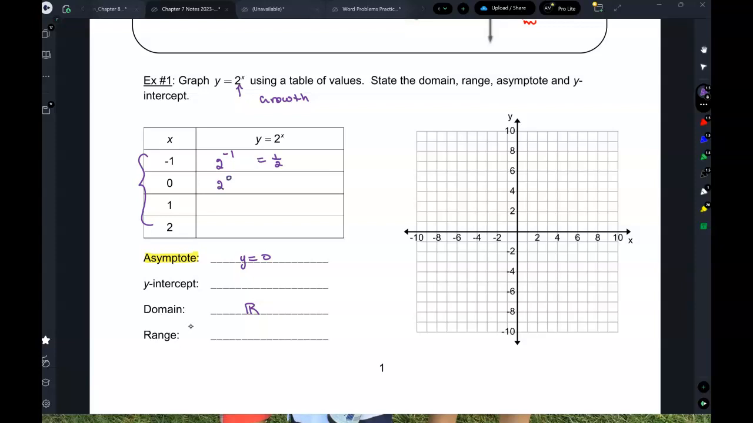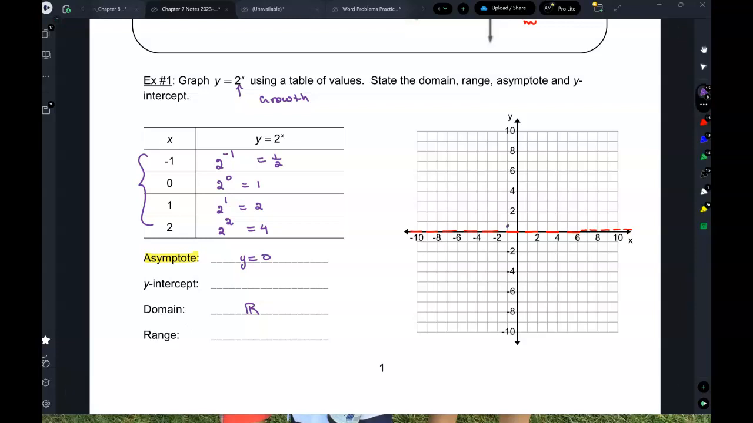2 to the power of 0, what's anything to the power of 0? 1. 2 to the power of 1, 2. 2 to the power of 2, 4. Okay, now let's graph this. First, you put in the asymptote. Now, with my pen I can do it right on the axis, but with your pencils it might not show, so it's fine to go just a hairline above. That's totally fine.